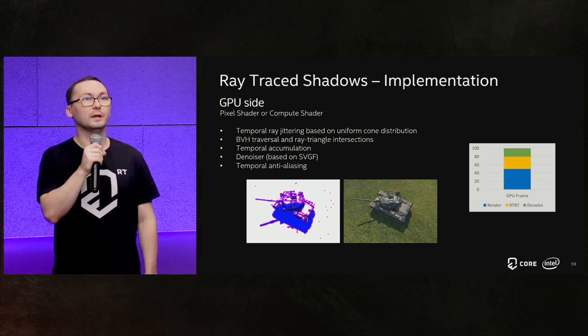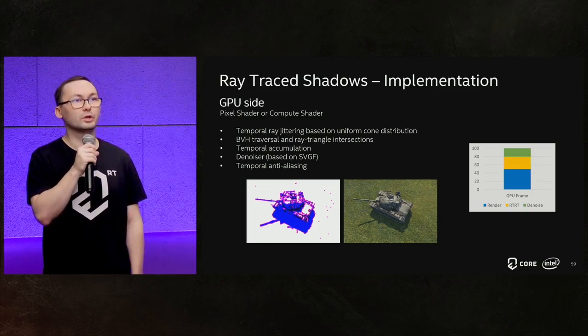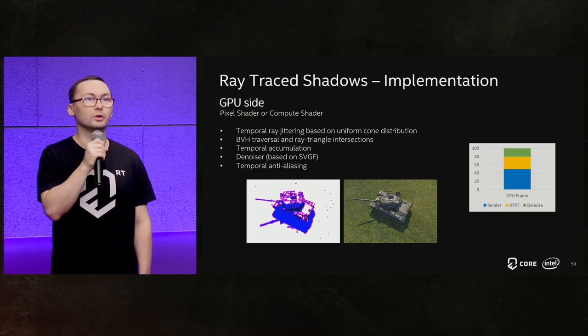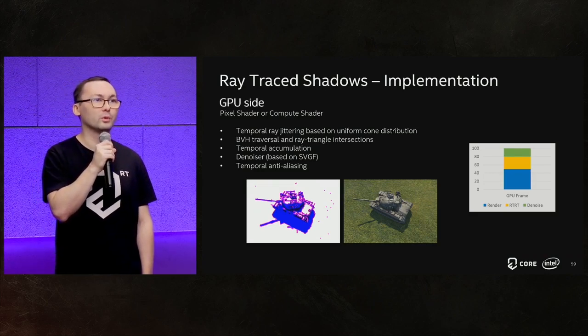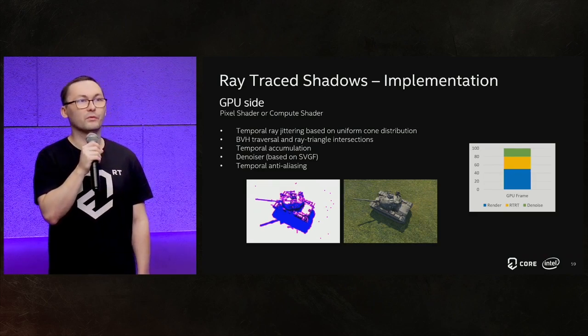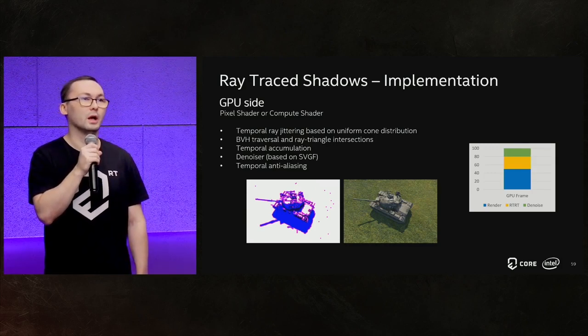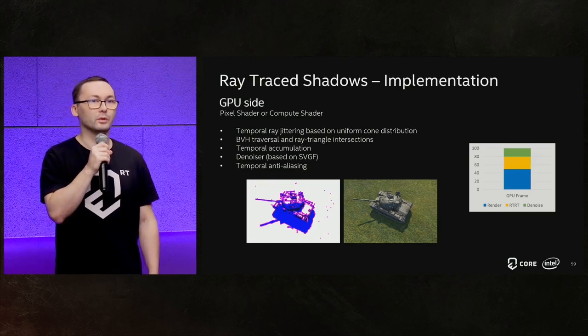On the GPU side, in Pixel or Compute Shader, we do the following. We generate one ray per pixel that is jittered every frame in a uniform cone distribution. Then we perform BVH traversal and ray triangle intersections. Then we temporally accumulate the results, apply denoising passes, and the final step is our regular temporal anti-aliasing.